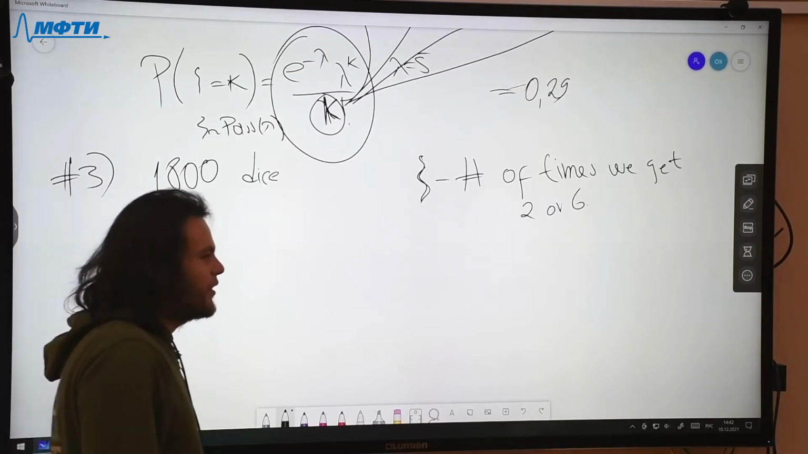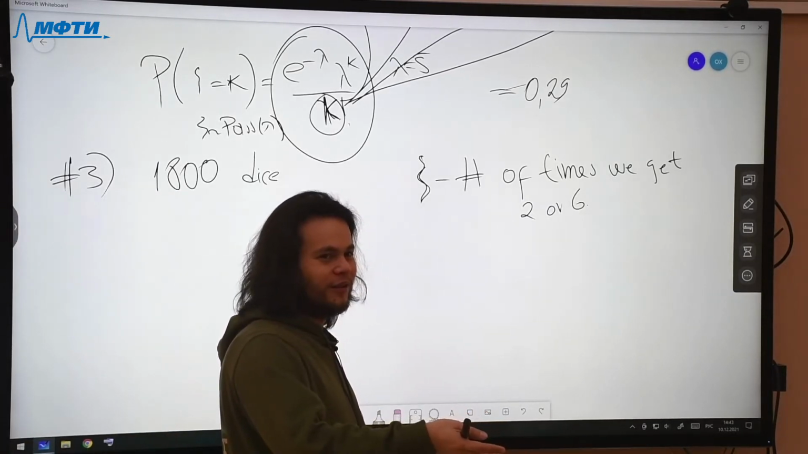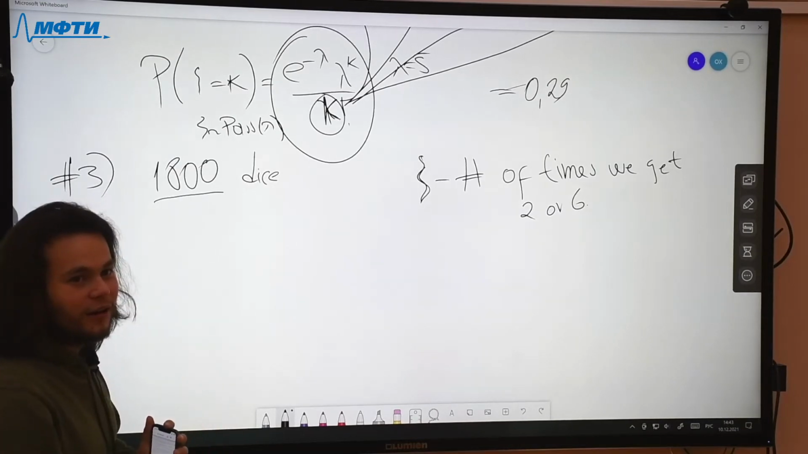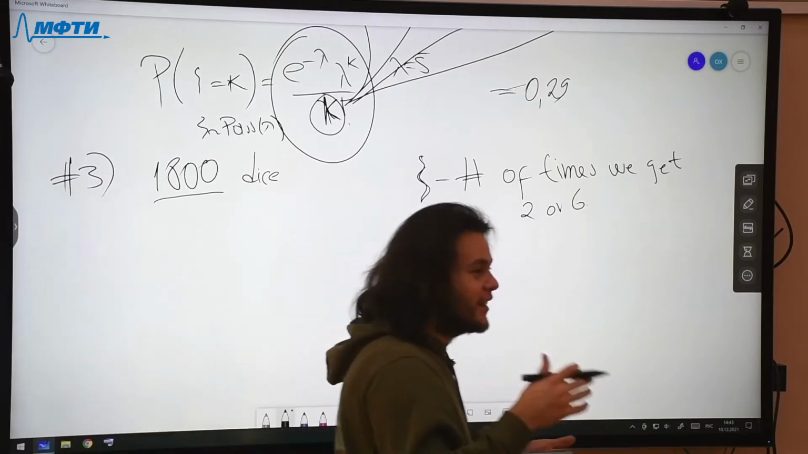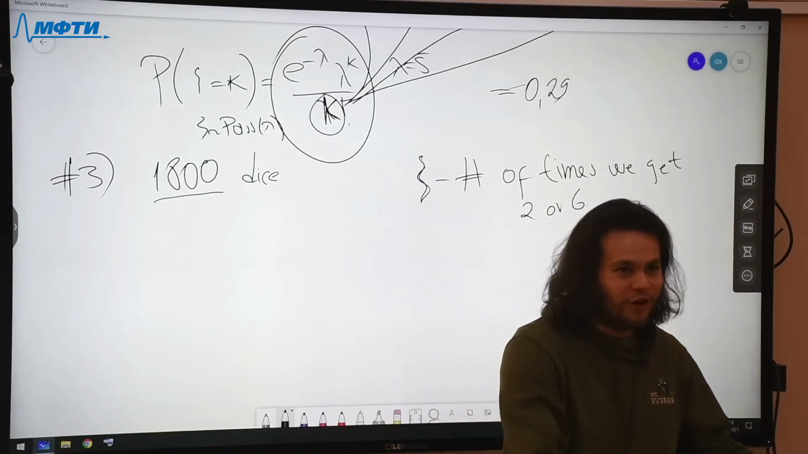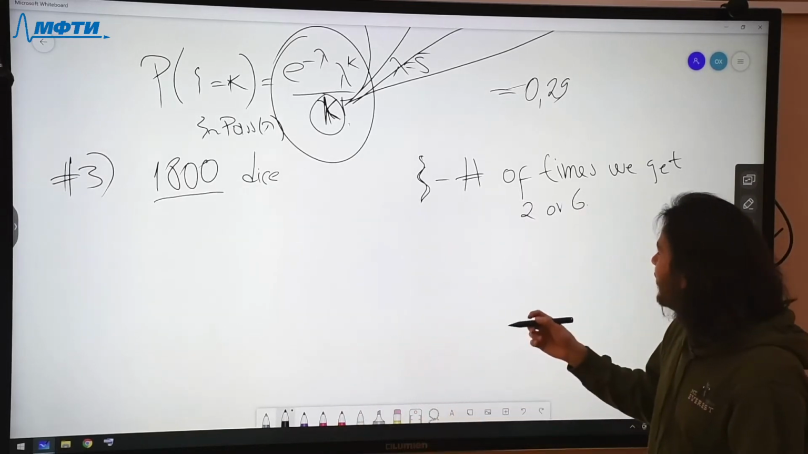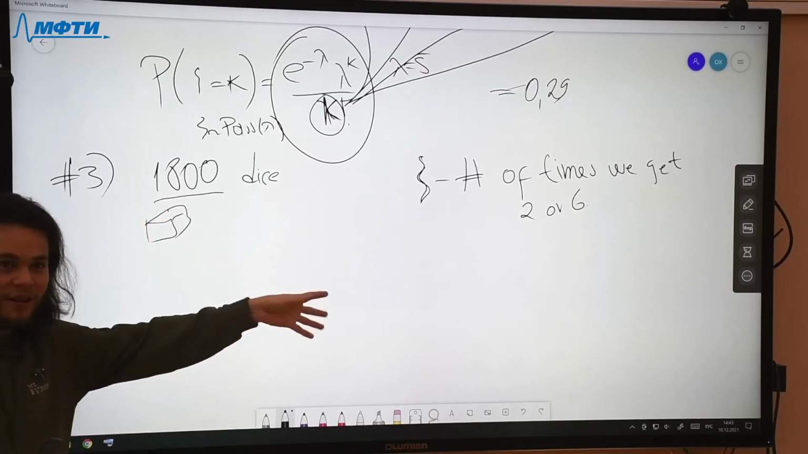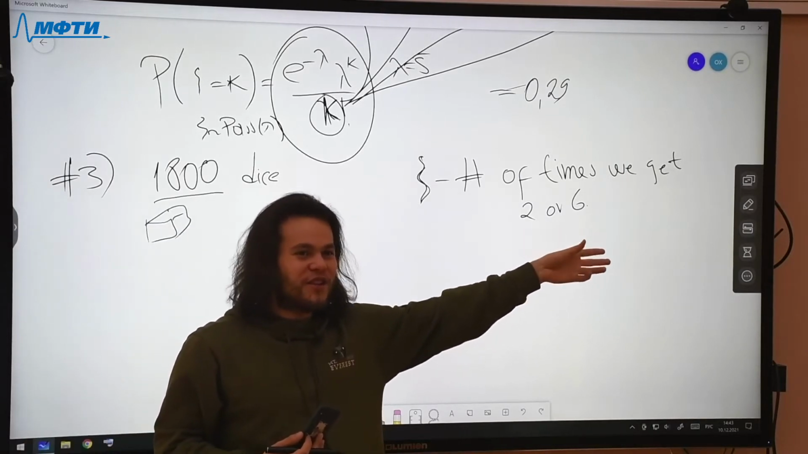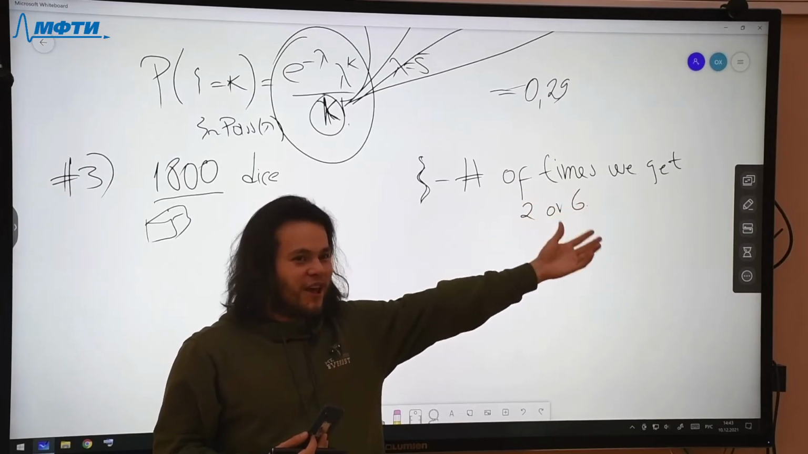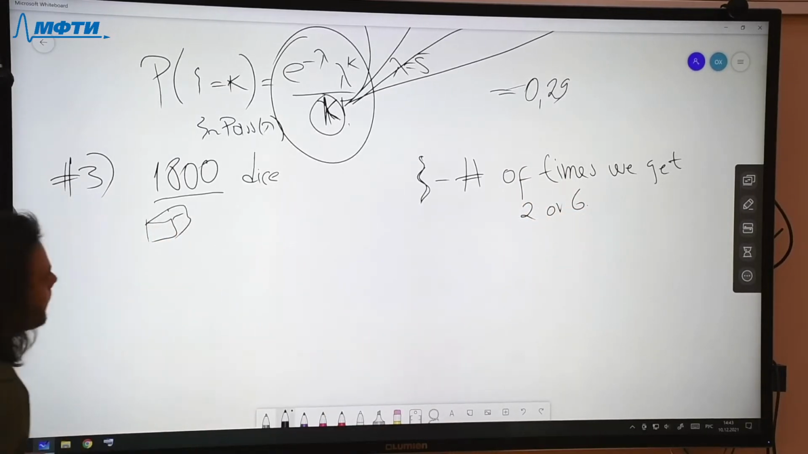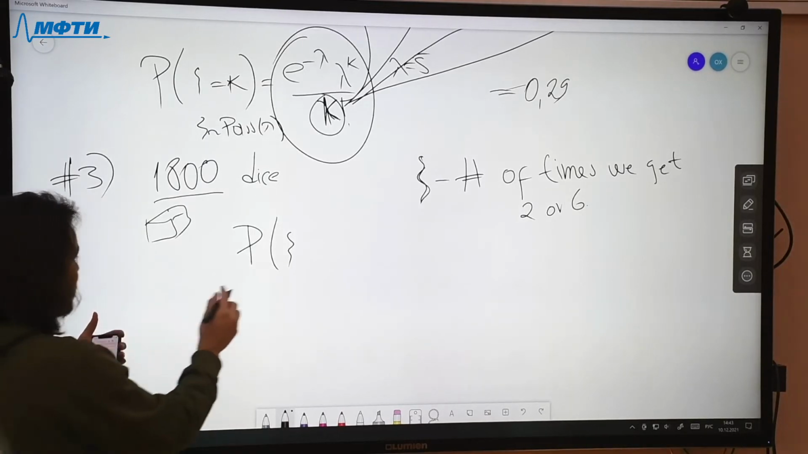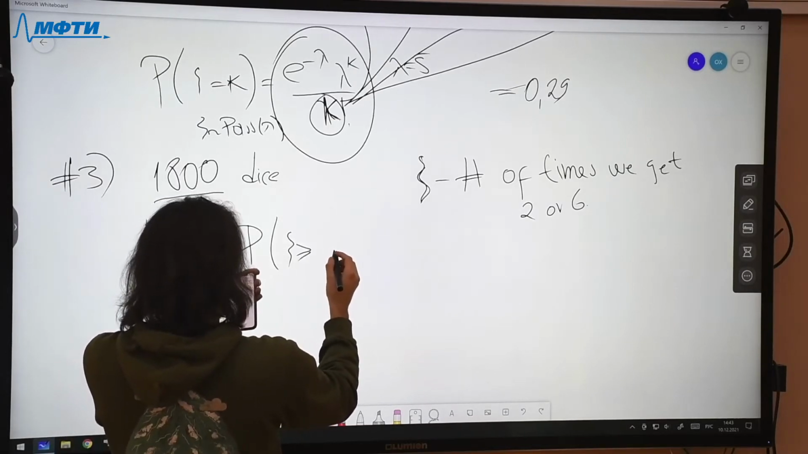Yeah, I meant here or, because we have only one die, right? It's exactly the same: it doesn't matter if I have two dice and I throw them, or if I have one die and I throw it two times, right? So you can think about it like you have only one die and you throw this die 1,800 times, right? And you look at the number of two or six. Okay, I think it's clear. Now, what do we need to find? We need to find the probability that psi is greater or equal than 620.